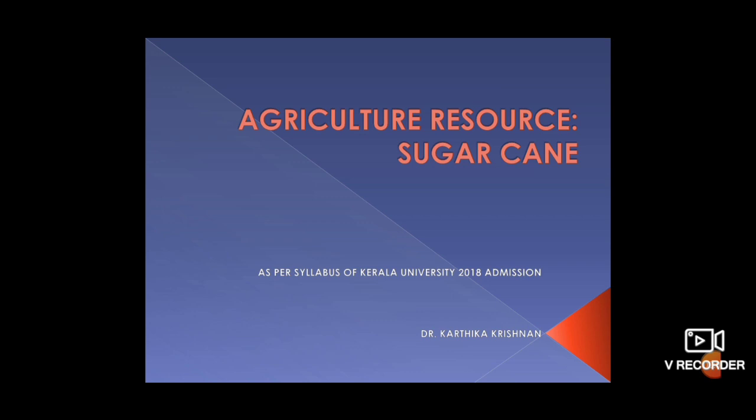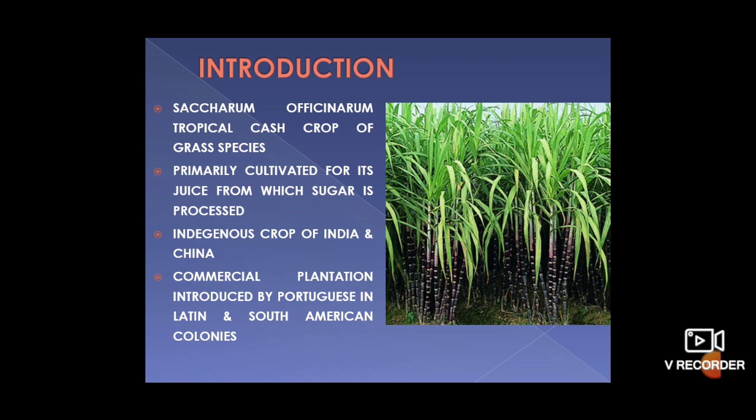Today we will be discussing sugarcane as a major agricultural resource. Sugarcane or Saccharum officinarum is a tropical cash crop of grass species. It is an indigenous crop of India and China. The crop is primarily cultivated for its juice from which sugar is processed.